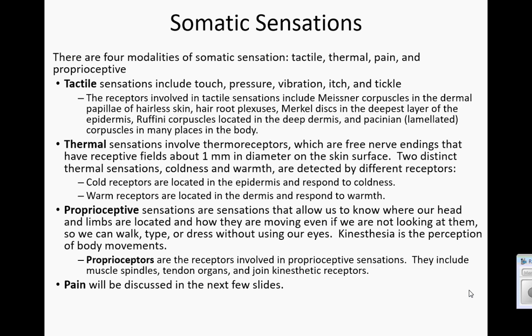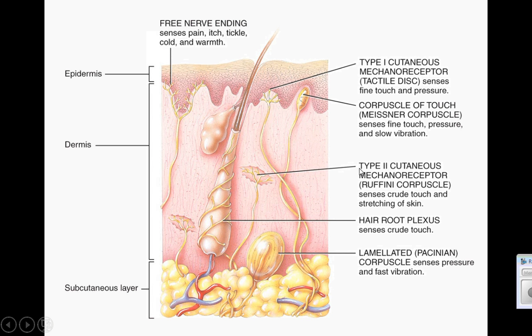These are the ones where the receptors are going to be located in the skin or close to it, which are all illustrated on the next page in a figure. Receptors involved in tactile sensation are called Meissner corpuscles, which are found in the dermal papilla of hairless skin. Meissner corpuscles, or corpuscles of touch, is a newer term for those. They're found in the dermis, which is the deepest layer of our skin, just below our epidermis. Remember, sometimes the dendrites are covered by a capsule. These are an example of an encapsulated nerve ending. These Meissner corpuscles sense fine touch, pressure, vibration, and slow vibration.